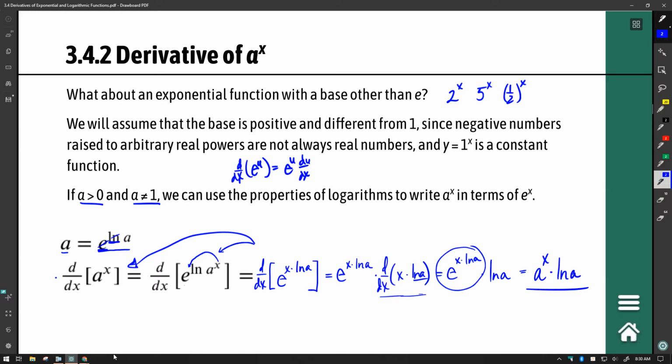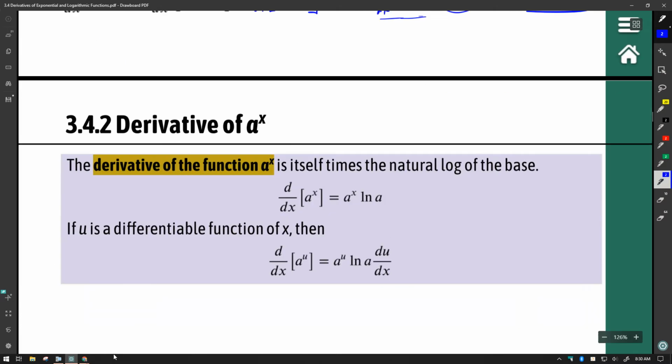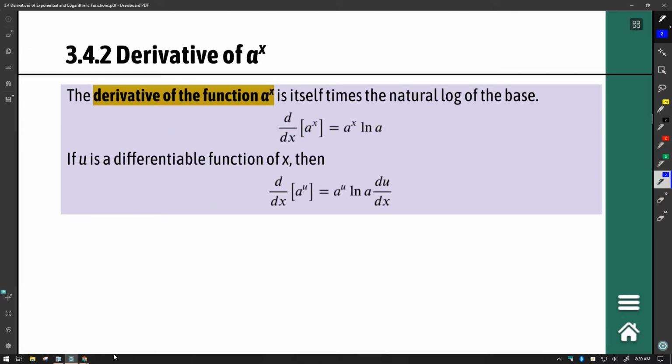The derivative with respect to x of the base a to the power of x function is itself, a to the x, times the natural log of a. So almost the same as the e to the x function, except we have this extra factor of natural log of that base. So here it is more formally. The derivative of the function a to the x is itself times the natural log of the base. Or if this is a to a function u power, then we use the chain rule, and we'd have the derivative of a to the u is a to the u times natural log of a times du/dx.